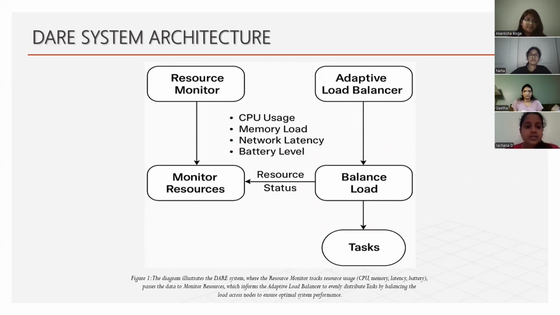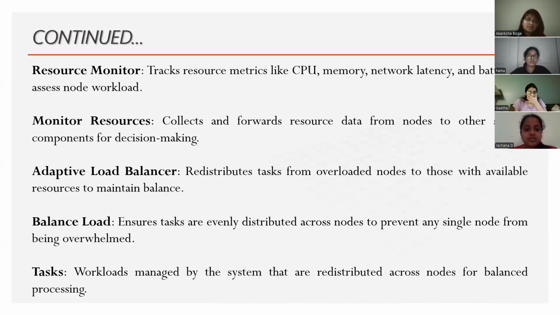Hello. Now let's understand the diagram. This diagram illustrates the flow of operation in the Distributed Adaptive Resource Equalizer, DARE, system. Resource monitor: each node in the system has a resource monitor. This monitor tracks the key metrics of the node, including CPU usage, memory load, network latency, and battery level. These metrics give an idea of how busy or idle the node is. Monitor resources: the resource monitor sends the resource status to a component called monitor resources, which aggregates and processes the data from the resource monitor.